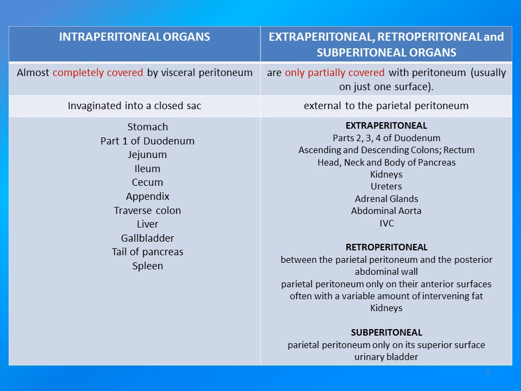The viscera are covered by the peritoneum in different ways. Some organs are completely covered by visceral peritoneum, such that the organ is invaginated into a closed type of sac. These organs are said to be intraperitoneal organs and include the stomach, the first part of the duodenum, jejunum, ileum, and cecum, the appendix, transverse colon, the liver and gallbladder, the tail of the pancreas, and the spleen.